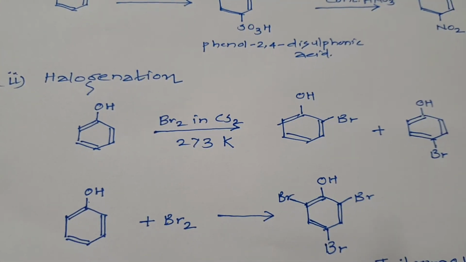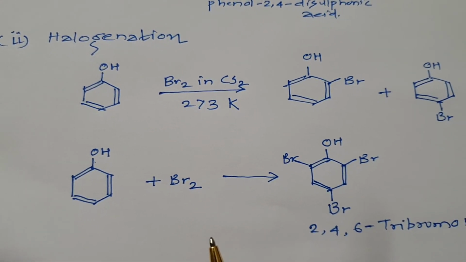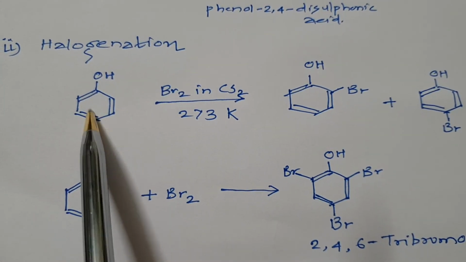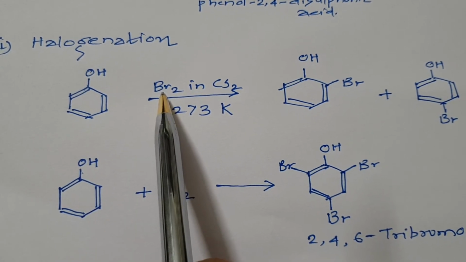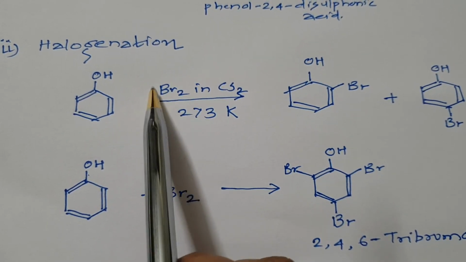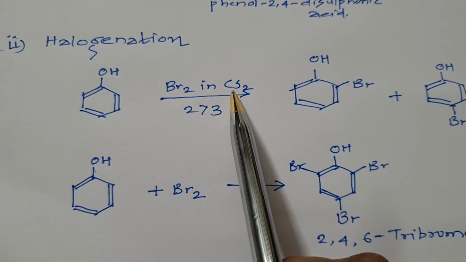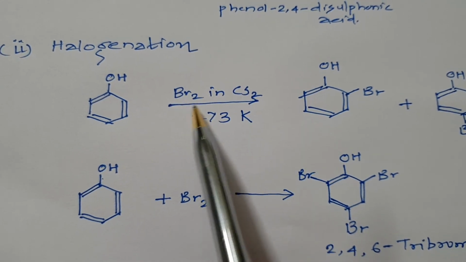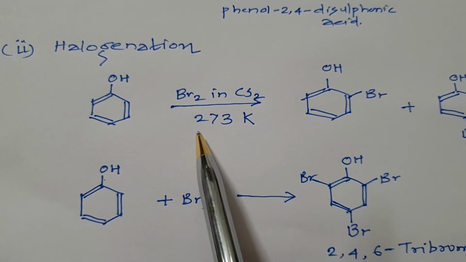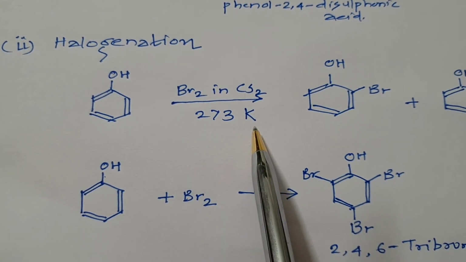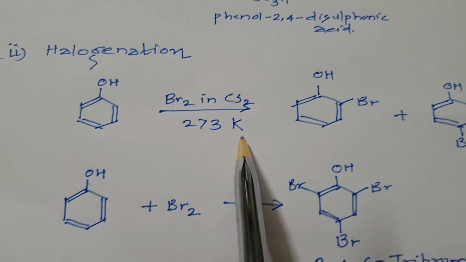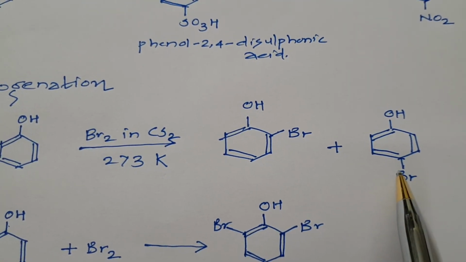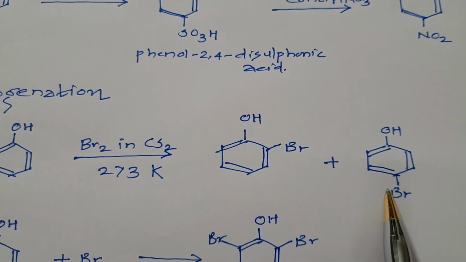Now continuing with this, let us see the second set of reactions, and this is halogenation. Halogenation here takes place with the use of bromine. So here we are carrying out bromination in presence of carbon disulfide. Of course, we can make use of chloroform also, depending upon the halogen being used. The reaction takes place at 0 degrees Celsius, that is 273 Kelvin, thus giving us ortho and para products. Again, the para product is the major product over here.